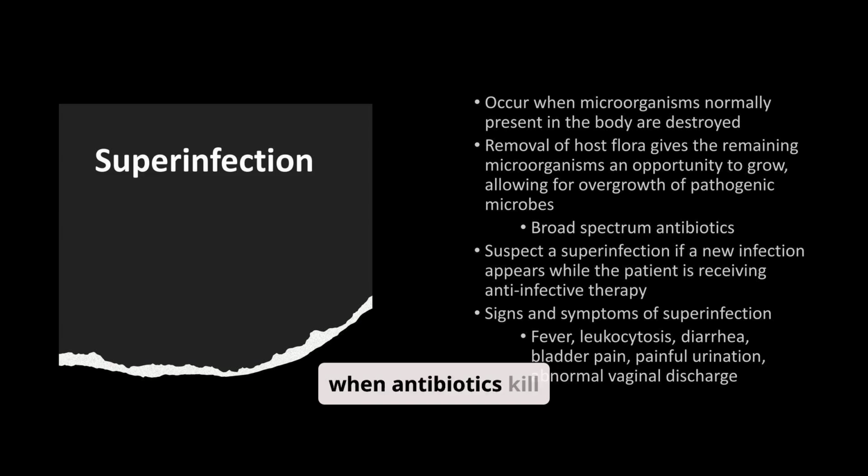Superinfections occur when antibiotics kill beneficial bacteria, allowing opportunistic pathogens to overgrow. Be vigilant for signs and symptoms like fever, diarrhea, or abnormal discharge. Superinfections include things like C. diff, profuse diarrhea, foul odor, yeast infections, oral thrush, or vaginal discharge, and secondary pneumonia after viral illness.